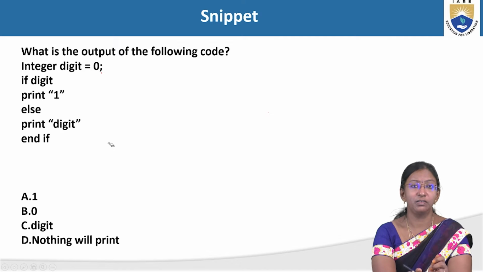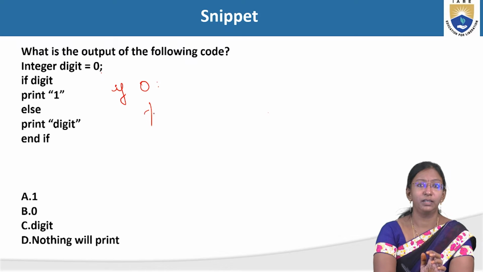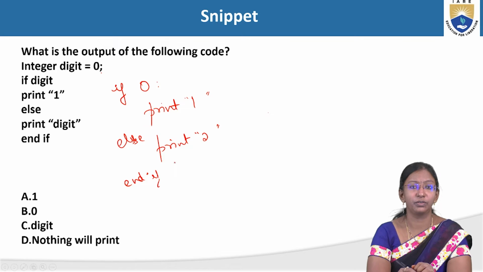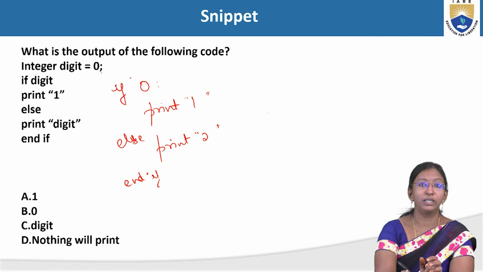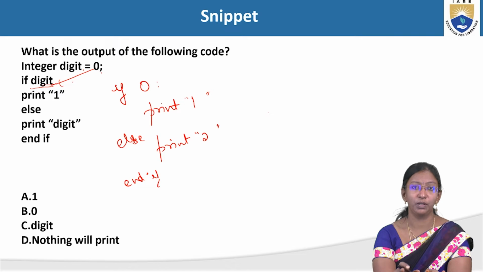So digit has been initialized to 0. Now the structure goes like this: if 0, then print 1, else print 2. This is quite clear, right? And that is the end of this structure. In the condition part they have taken only the value of digit, which is 0. So you can just replace it. Don't do much work, replace it.